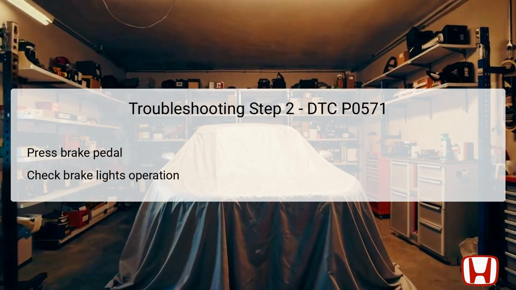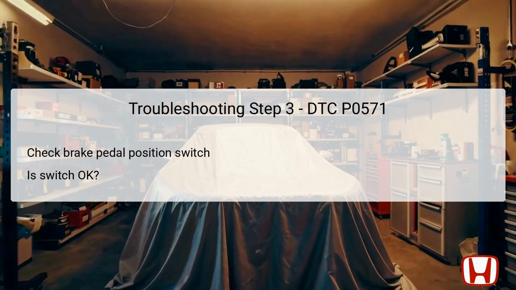In the second step of troubleshooting DTC P0571, you will press the brake pedal and then check the operation of the brake lights. This is crucial in understanding whether the brake pedal position switch is functioning properly when engaged. If the brake lights illuminate as expected when the pedal is pressed, move forward to step 7. If the brake lights remain off during this test, you'll continue to step 3 to check the brake pedal position switch itself for faults.